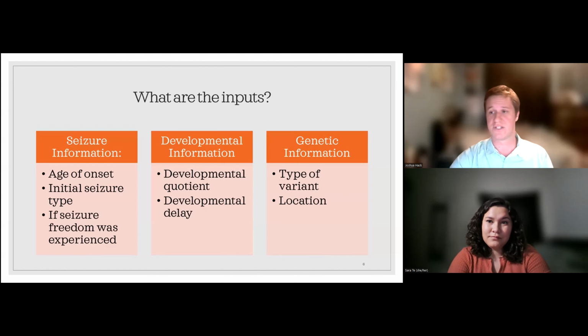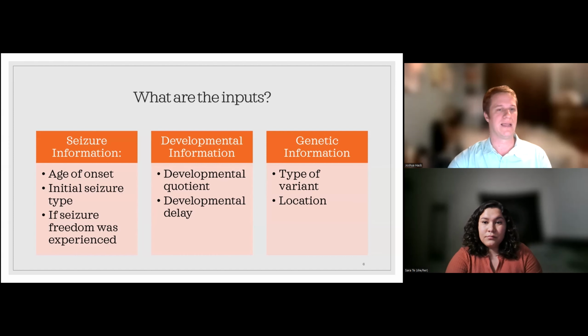So that brings us to the inputs and what data we're actually using with these machine learning models. And as I've said, all of this is data that is easily collected early in a patient's progression throughout the disease. So we're looking specifically at the age of seizure onset and their initial seizure types. And then seizure freedom or prolonged seizure freedom, which is a period of at least 6 months where seizures were not experienced. And then also looking at developmental data.